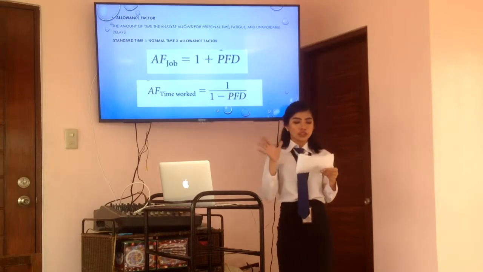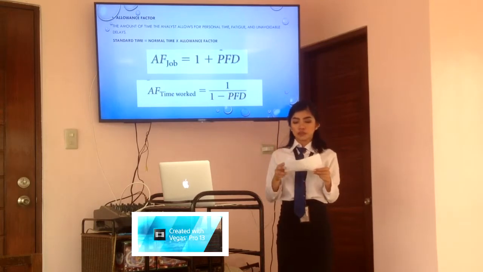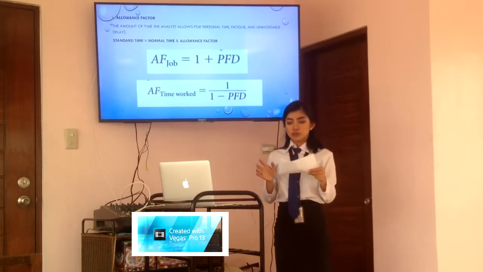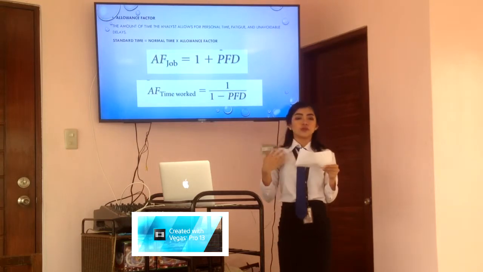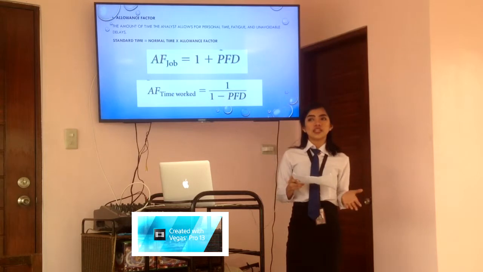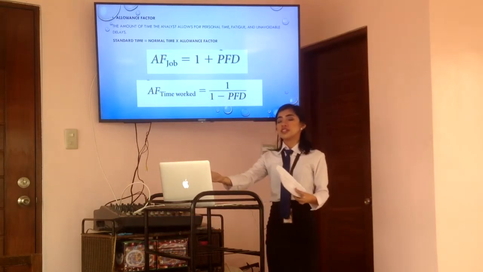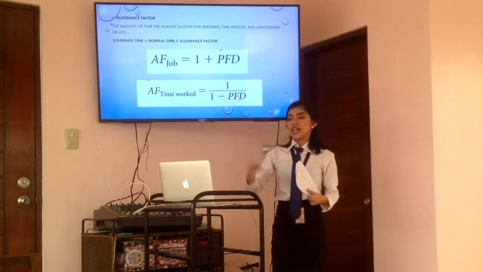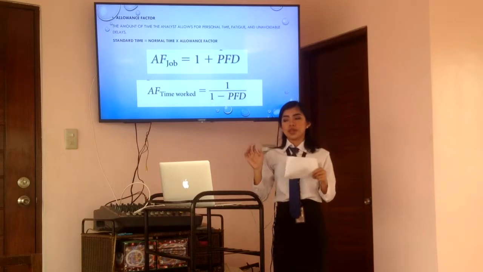We have two methods to be used. Workers perform several different types of jobs, with some jobs more fatiguing than others and some having longer unavoidable delays. If a job has unavoidable delays and is more fatiguing than other jobs, we should use the first formula, which is allowance factor sub-job equal to 1 plus PFD.